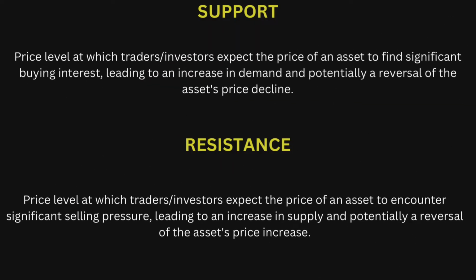Support is a price level at which traders expect the price of an asset to find significant buying interest, which leads to an increase in demand and potentially a reversal of the asset's price decline. On the other hand, resistance is a price level at which traders expect the price of an asset to encounter significant selling pressure, leading to an increase in supply and potentially a reversal of the asset's price increase.